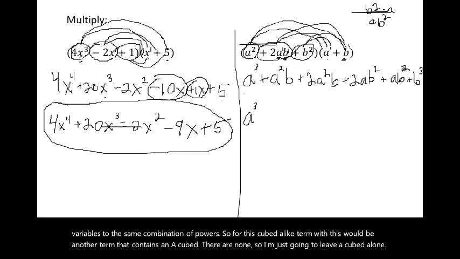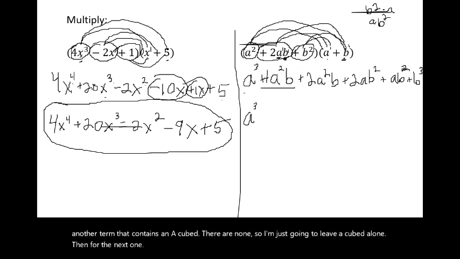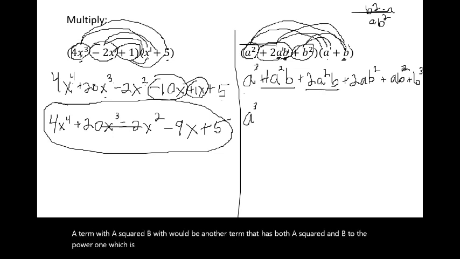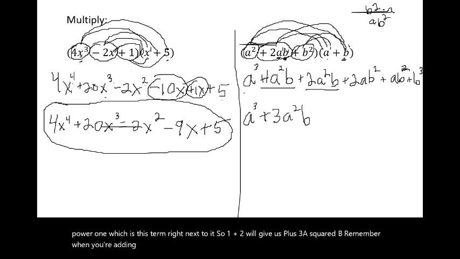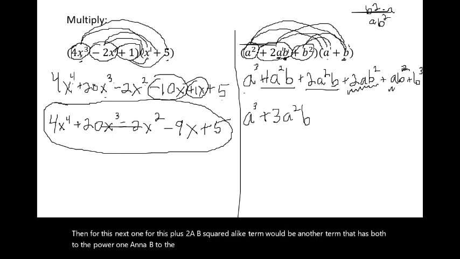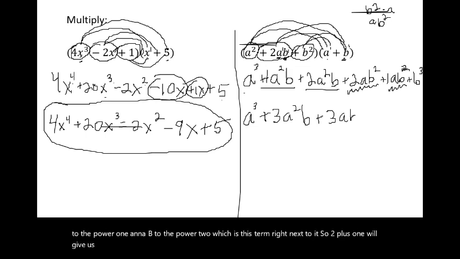Then for the next one, a like term with a squared b would be another term that has both an a squared and a b to the power 1, which is this term right next to it. So 1 plus 2 will give us plus 3a squared b. Remember, when you're adding terms together, don't change any variables or exponents. Then for this plus 2ab squared, a like term would be another term that has both an a to the power 1 and a b to the power 2, which is this term right next to it. So 2 plus 1 will give us positive 3ab squared.